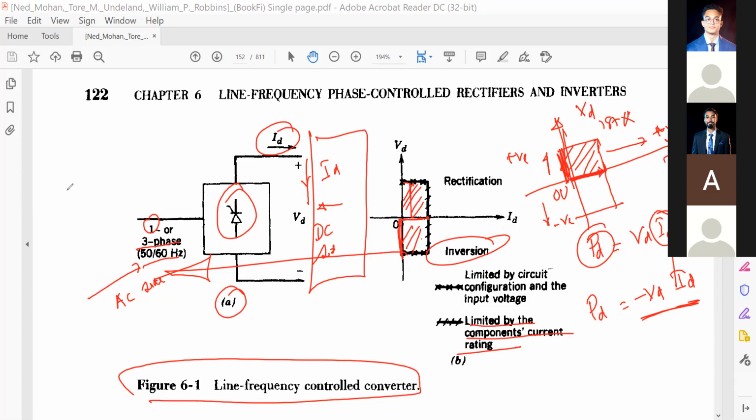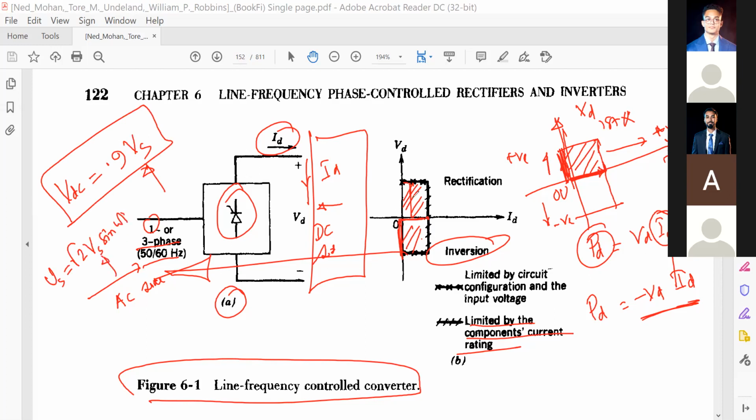So if alpha equals 0 for the full wave rectifier, what will be your output voltage? 0.9 Vs, right? And that Vs has come from the input voltage. So this Vs is limiting the highest value of your VD. You got my point? Yes or no? If alpha equals 0.